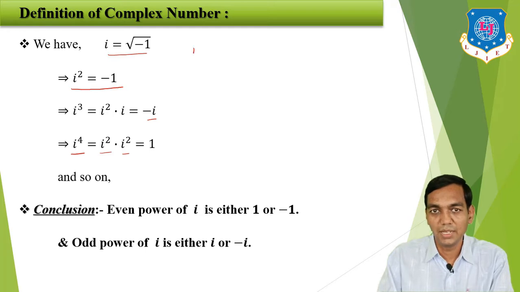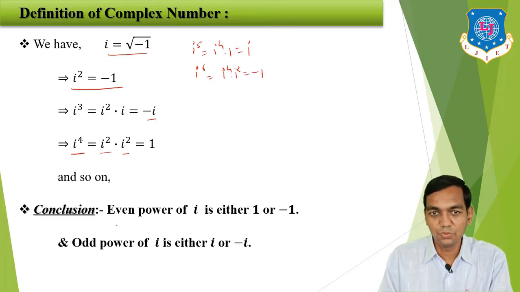In the same manner, if you find i raised to 5, then i raised to 4 into i, that will be i. Then i raised to 6 will be i raised to 4 into i square, and that will be minus 1, and so on. That means if you have an even power of i, then it is either 1 or minus 1. And if you have an odd power of i, then you have i or minus i.